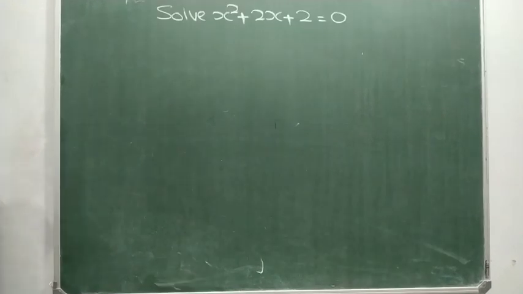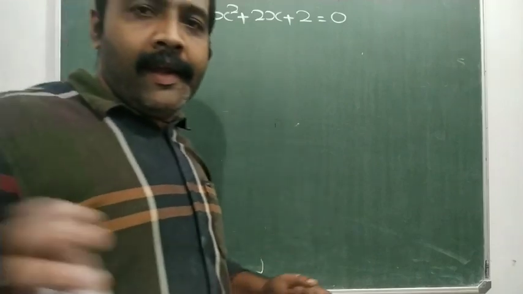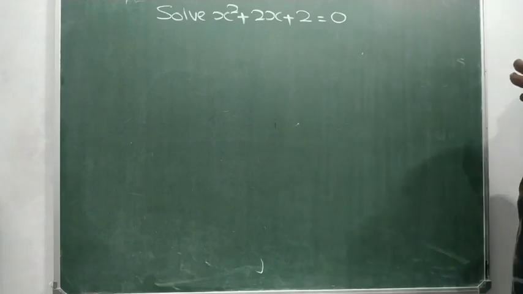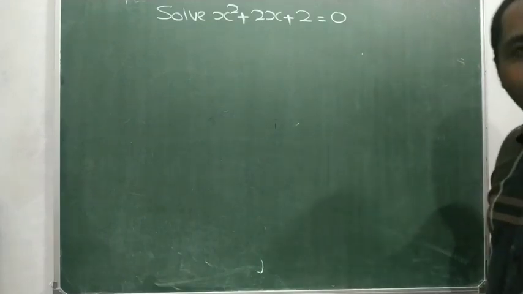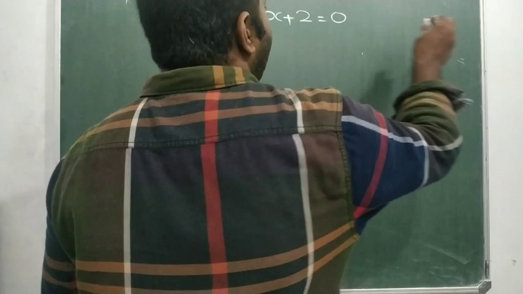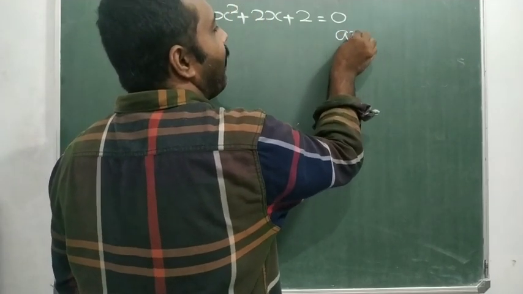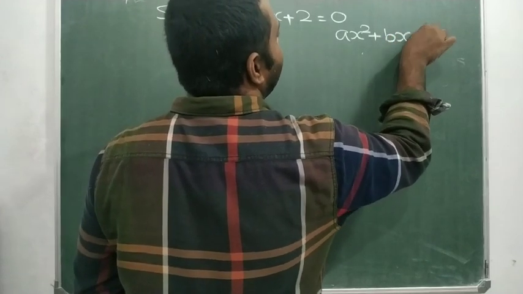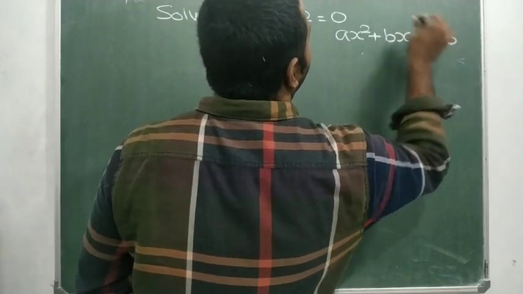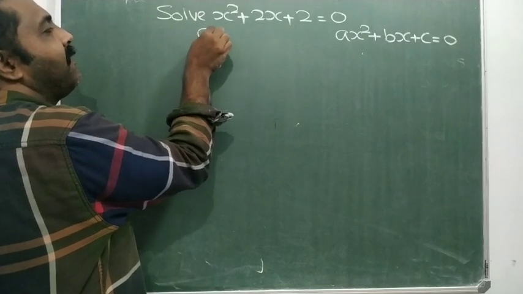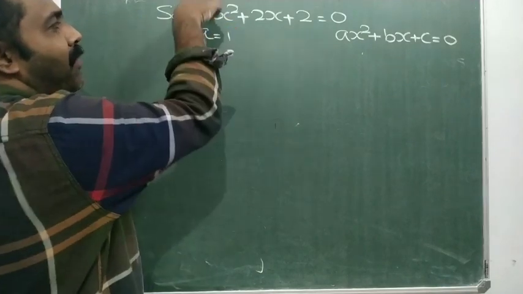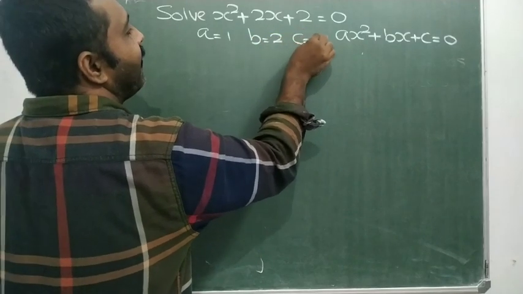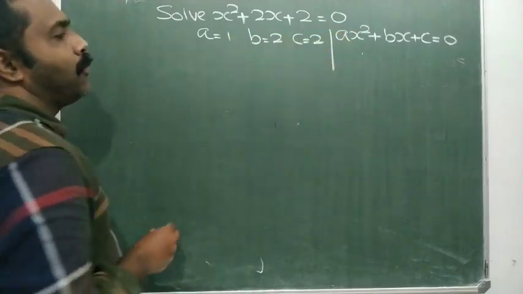Okay, we are going to move to a question. Solve the quadratic equation x square plus 2x plus 2 is equal to 0. Compare with the general form, what is the general form? ax square plus bx plus c is equal to 0. Compare it. a is equal to 1, coefficient of x square 1. b is equal to 2. What is c? c is also equal to 2.